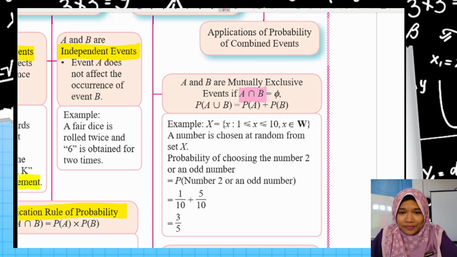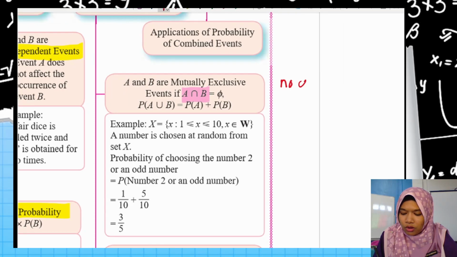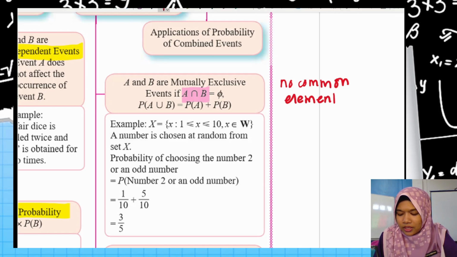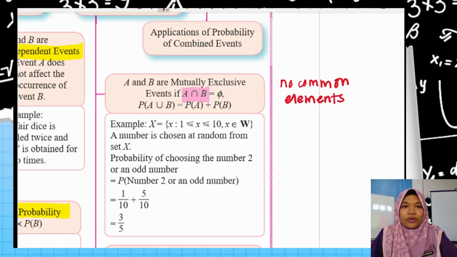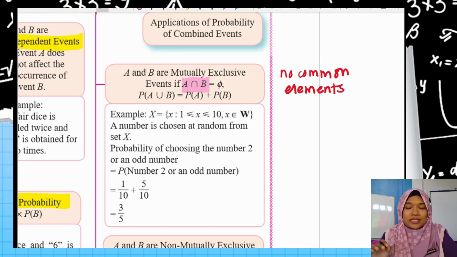What does it mean? It means that there are no common elements for event A and event B. So there is no intersection. Mutually exclusive event means that there is no intersection. Tak ada intersection. Alright, so the rule that you will use is the addition rule.